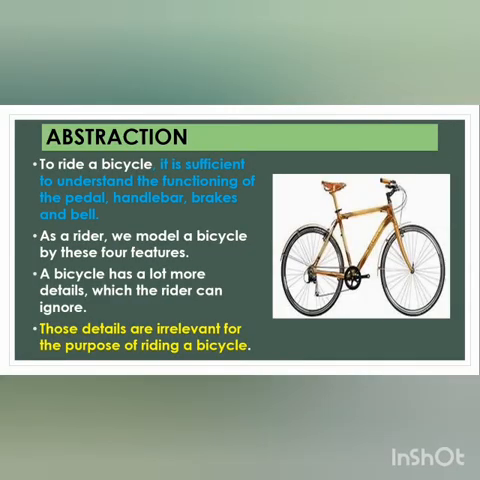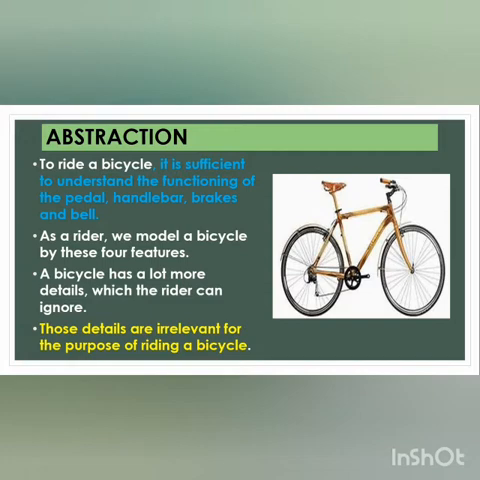Our next topic is abstraction, and this is the second design technique which is used to build an algorithm. Let us see an example. To ride a bicycle, it is sufficient to understand the functioning of the pedal, handlebar, brakes and wheel. So, these are the main requirements, the essential things to ride a bicycle. As a rider, we model a bicycle by these four features. A bicycle has a lot of additional details which the rider can ignore. Those details are irrelevant for the purpose of riding a bicycle.